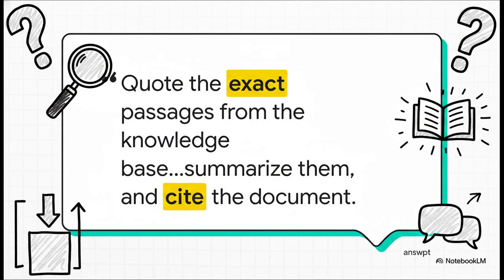Now, how you ask your questions matters a lot. If you ask a vague, lazy question, you're going to get a vague, lazy answer. But a specific, hard-grounding prompt like this one forces the AI to act like a research assistant. Notice how it commands the model to quote the exact passages, summarize them, and most importantly, cite the document.